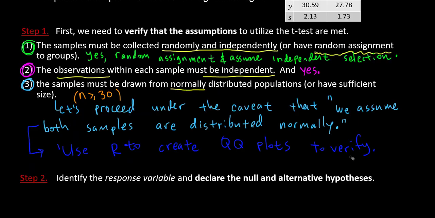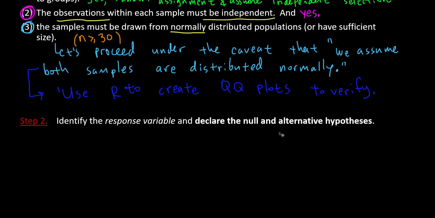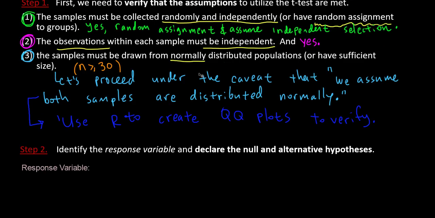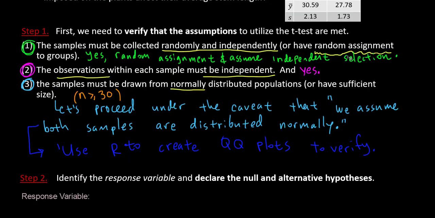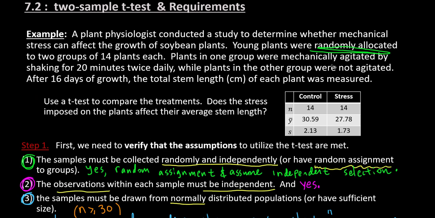In our next step, we're going to declare the null and alternative hypothesis, but I also think it would be valuable for us to identify the response variable in this scenario. Since it's been a while since we've considered response and explanatory variables, what is the target variable that these researchers are interested in about these plants? What are these 14 or 28 values representing? It's the total stem length of each plant.